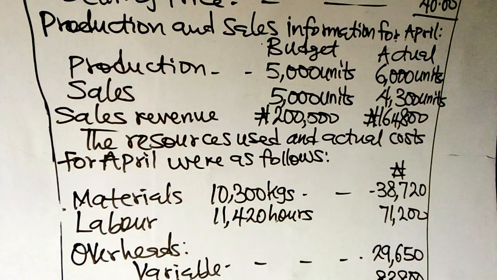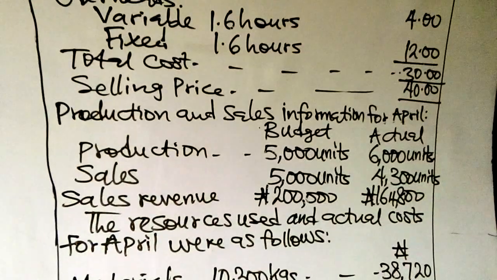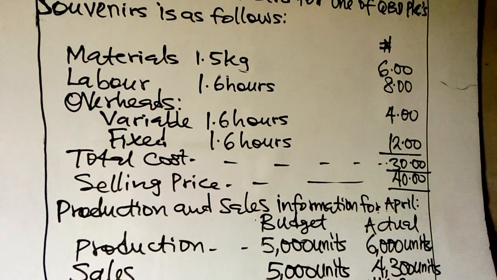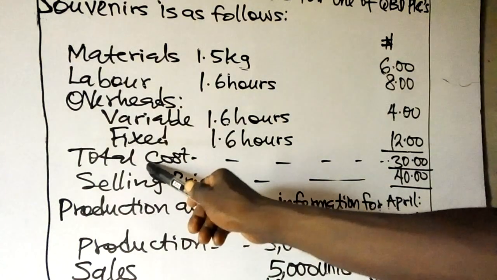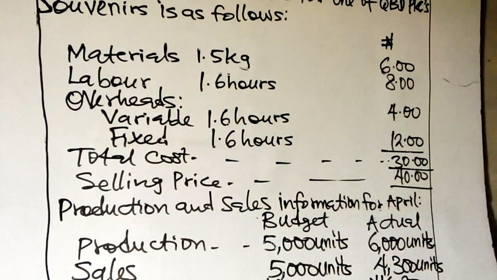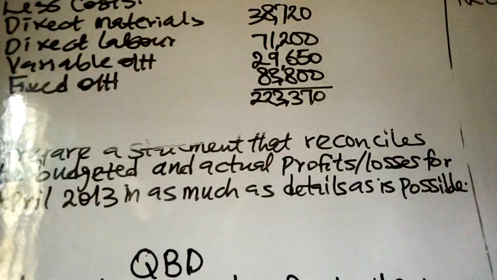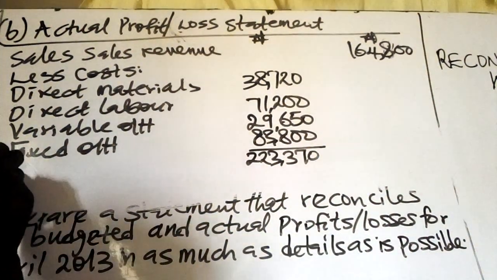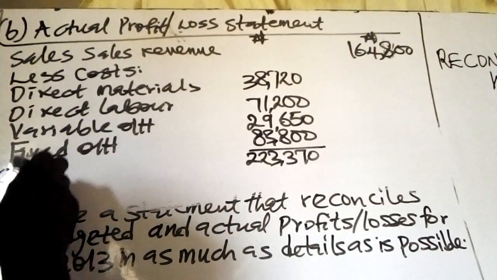So 6,000 minus 4,300, that will be 1,700 units. Our closing inventory is 1,700 units. You are going to value your closing inventory at the standard cost per unit, and our standard total cost per unit is 30 naira. So we have 1,700 multiplied by 30. That is closing inventory.